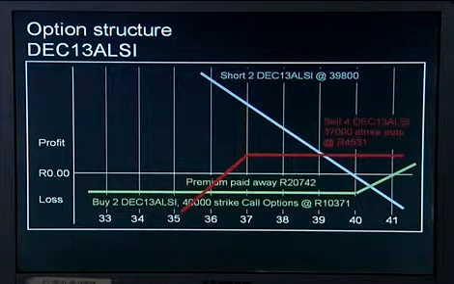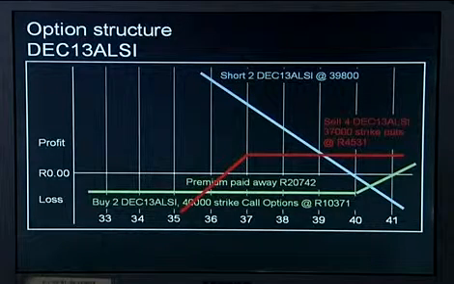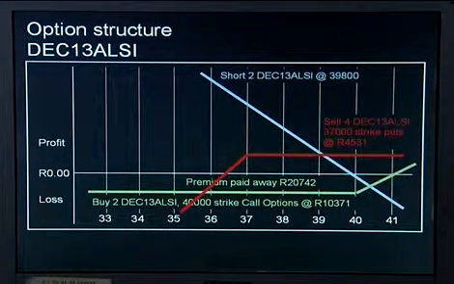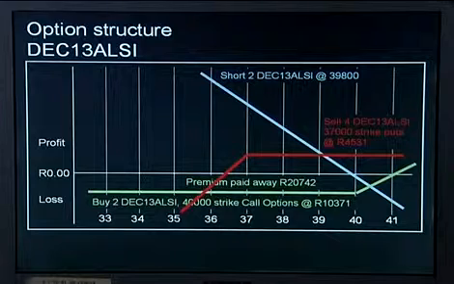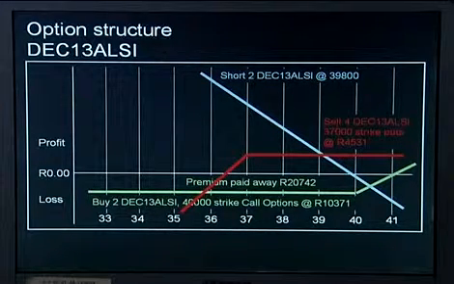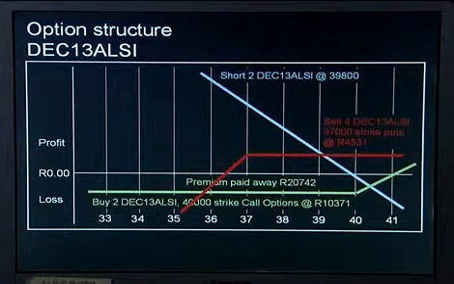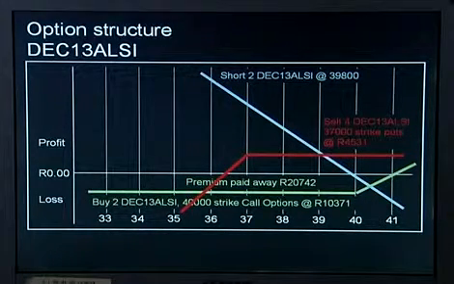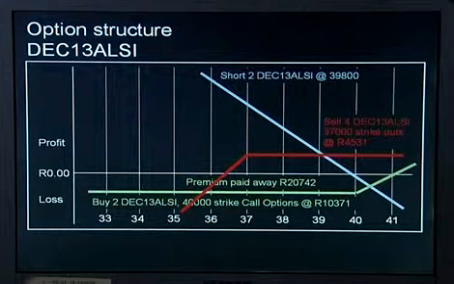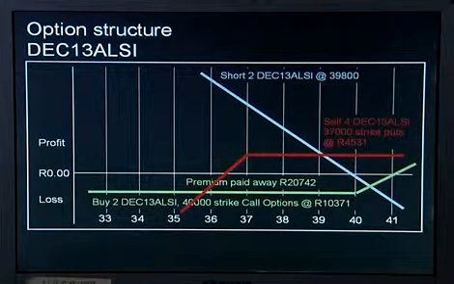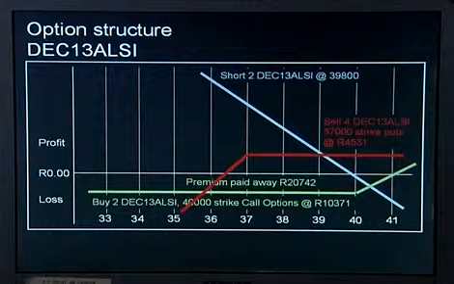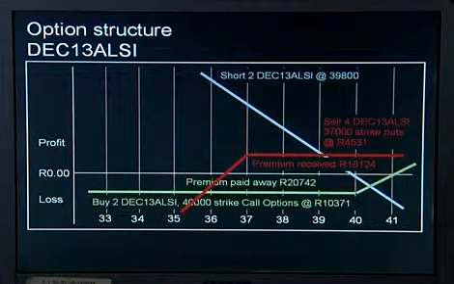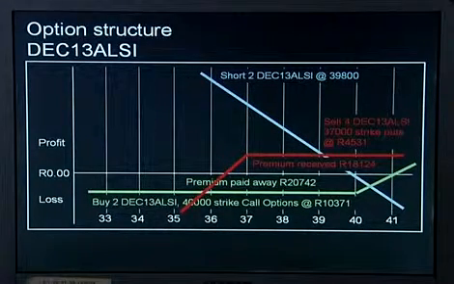whereby I've gone short of 4 out the money put options with a strike of 37,000. And for those, I receive premium. Because I've sold these options, I've sold them to somebody else, I now receive the premium. And that effectively is the funding leg of this trade. And I've received 4,531 Rand for each of these put options. Because I've done 4 of them, it means that I've received a premium of 18,124 Rand.